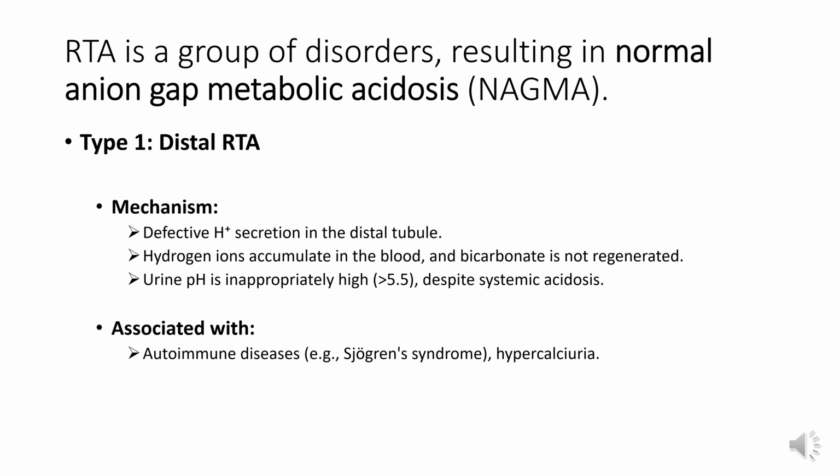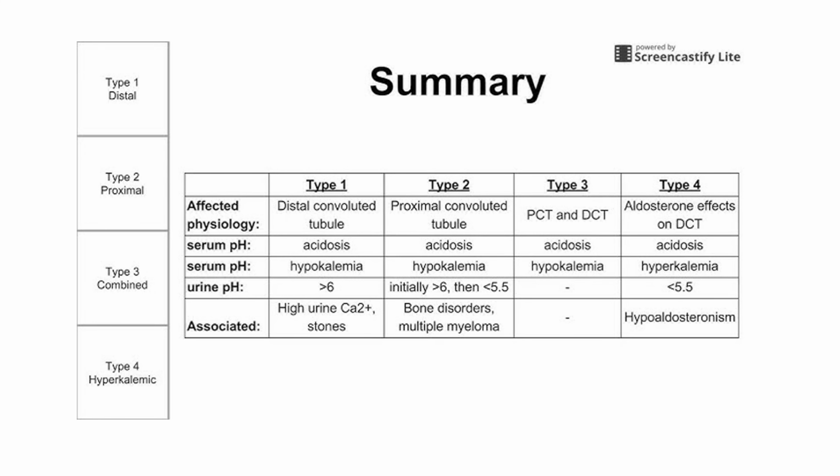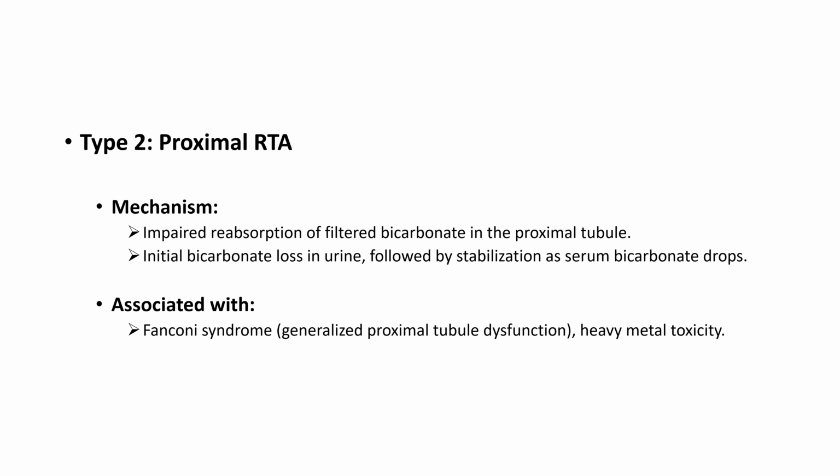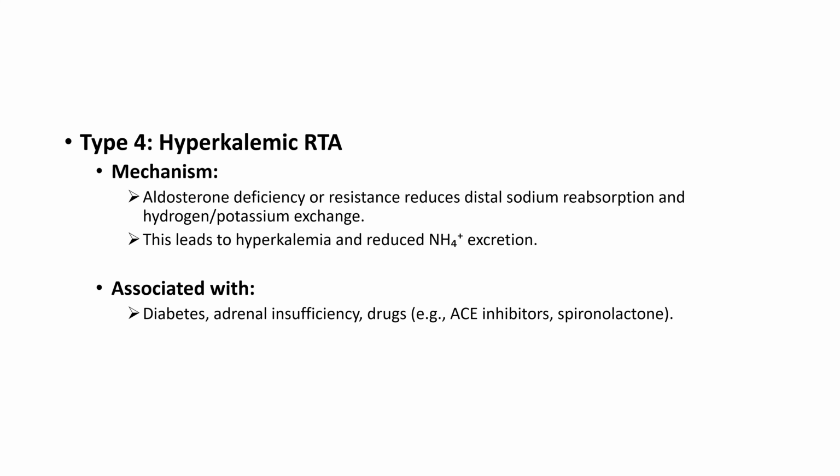We will look at three types of renal tubular acidosis today. Type 1 or distal, which is caused by defective hydrogen ion secretion. Type 2 or proximal, which is caused by impaired bicarbonate reabsorption. And type 4 or hyperkalemic, caused by aldosterone resistance or deficiency. Each RTA subtype has unique clinical and laboratory findings, requiring tailored treatments like potassium-sparing agents or alkali therapy.